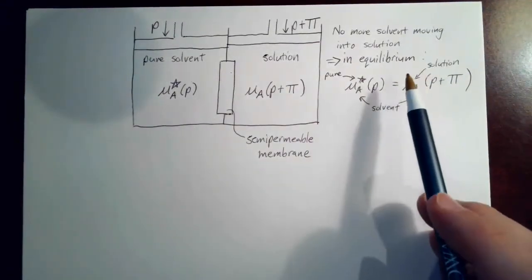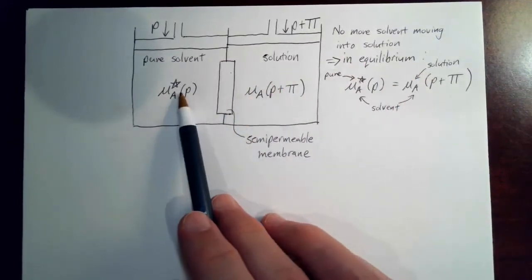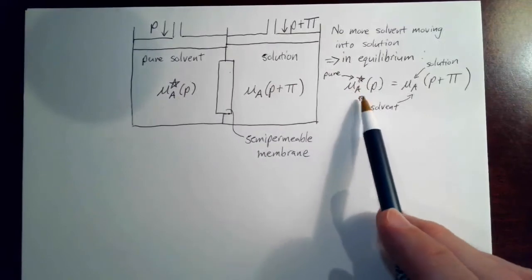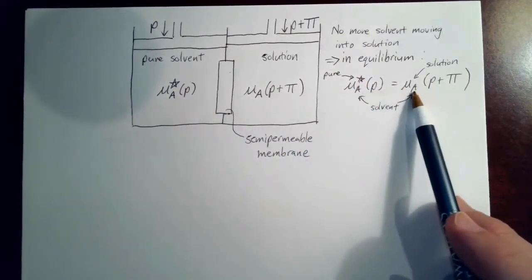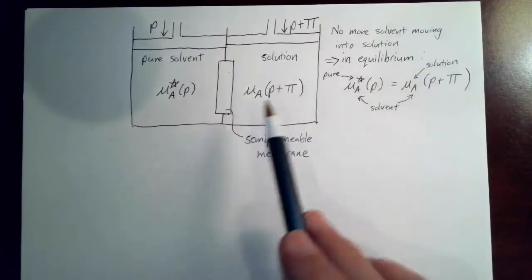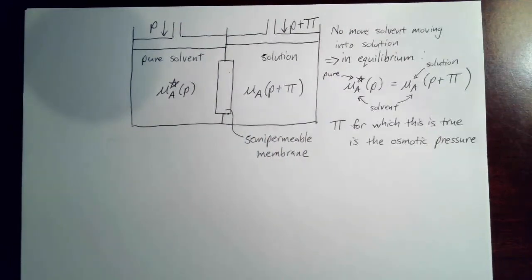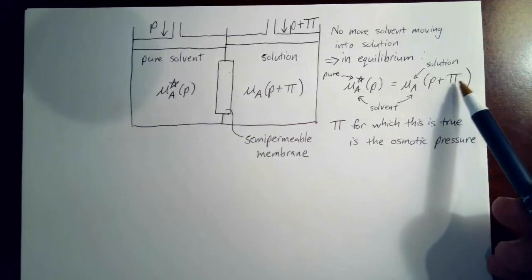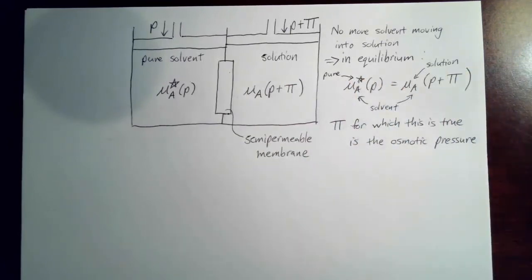Okay, so if there's no more solvent moving into the solution, then these two halves are in equilibrium, which means that the chemical potential of the solvent, pure on the left at pressure P, is equal to the chemical potential of the solvent in solution at the pressure P plus pi on the right. So now we're interested in finding this pi, because the pi for which this equation is true is the osmotic pressure.